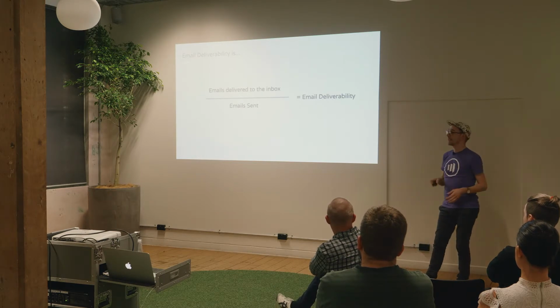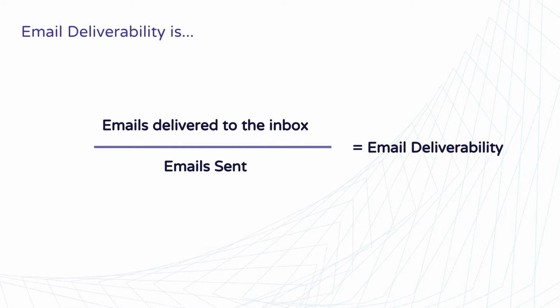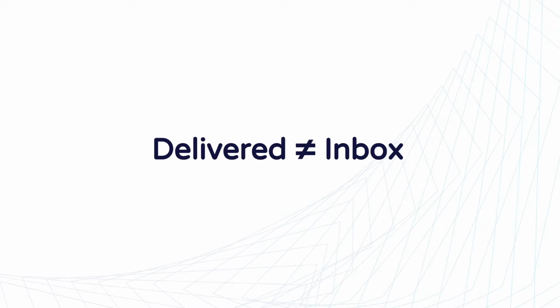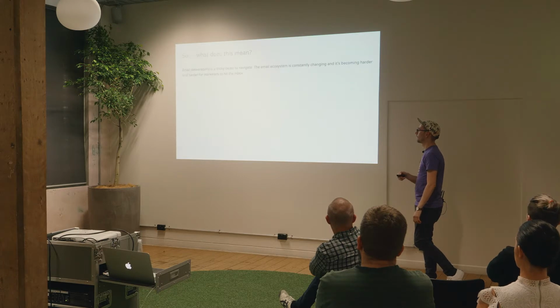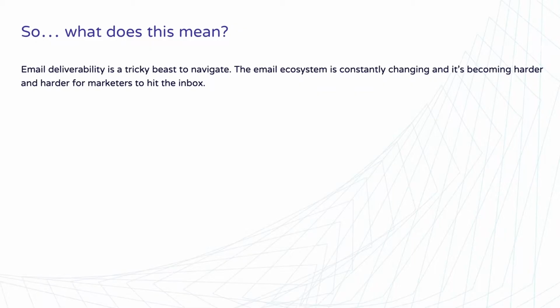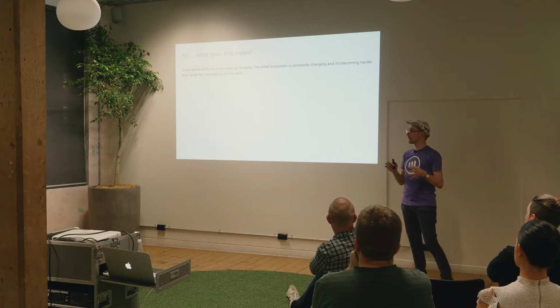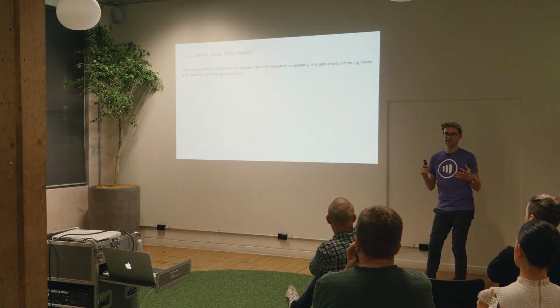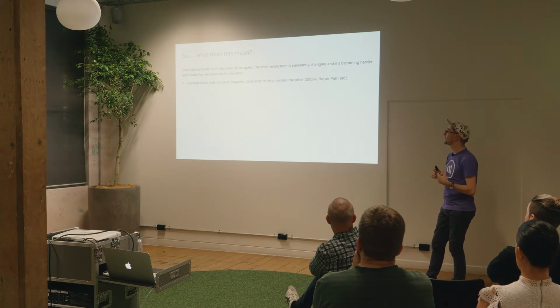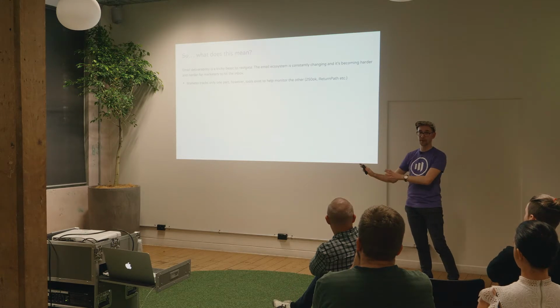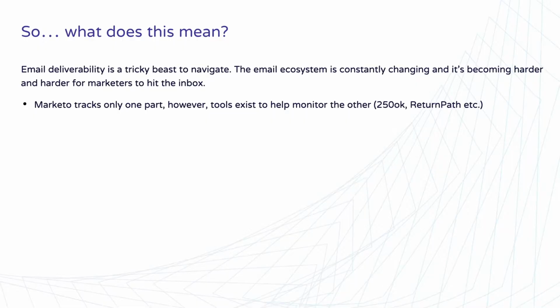Email deliverability is the number of emails delivered to the inbox divided by the total number of emails sent. So these are emails that have made it past the gateway and past the spam filters. What this means is that delivered does not necessarily mean inbox placement. So email deliverability is a really tricky beast to navigate. The email ecosystem is constantly changing, and it's becoming harder and harder to make sure that our emails are hitting the inbox. Marketo only tracks one part of this, but there are other tools out there to help track inbox placement, things like 250OK, Return Path, and various others.